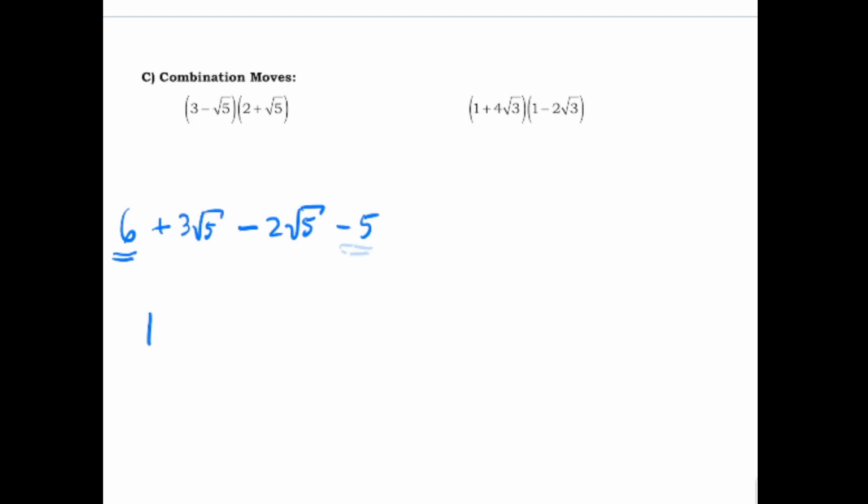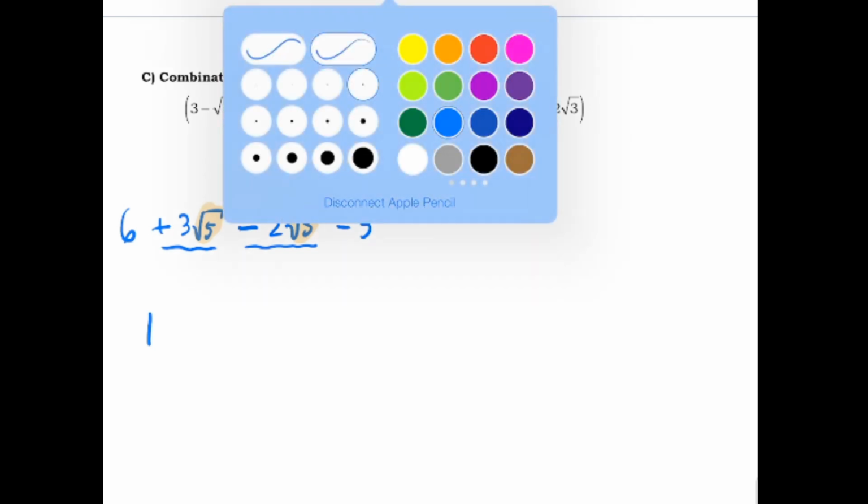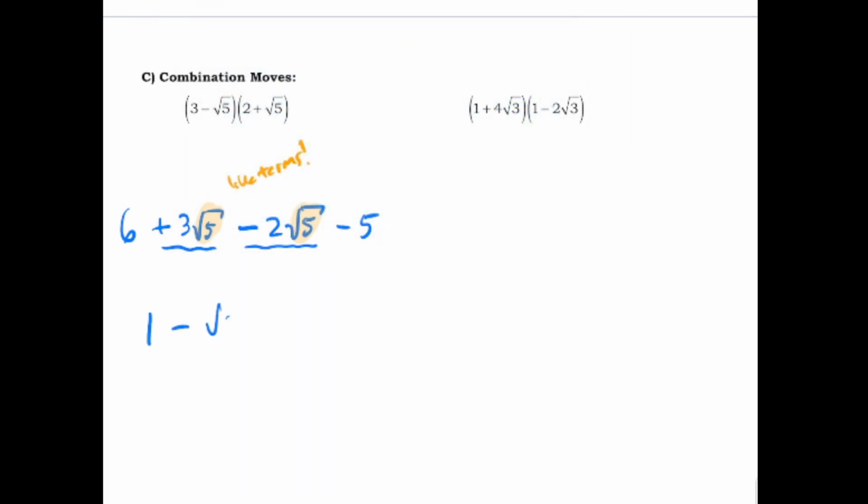And then you look at these two terms and you say, by golly, those are like terms also. I got 3 times this pattern and then -2 times the same pattern. Like terms. Let's write that down. Like terms. So you can combine them. 3 of them minus 2 of them will leave you with 1 of them. So it's just 1 root 5. You can write 1 root 5, or you can just write root 5. Cool.